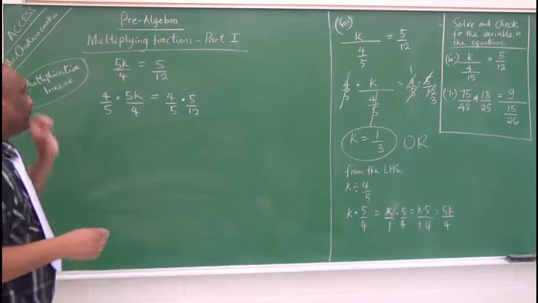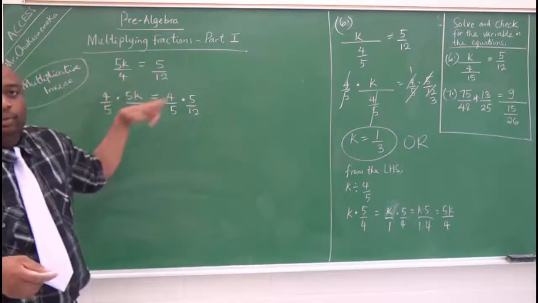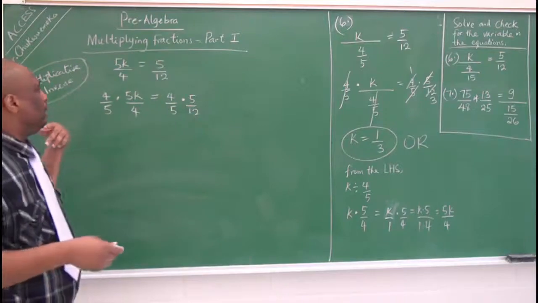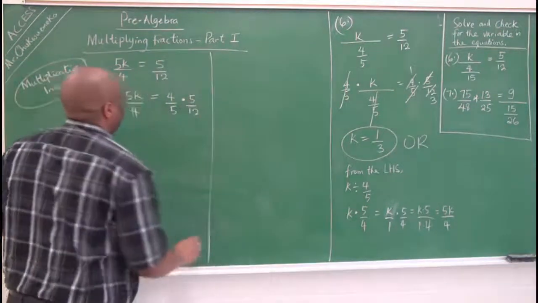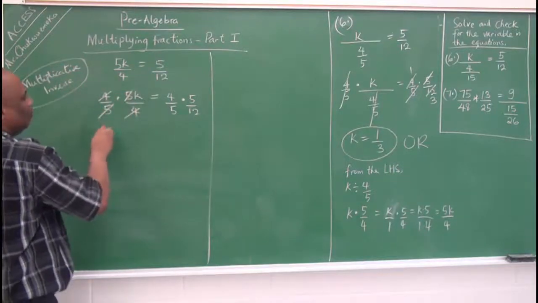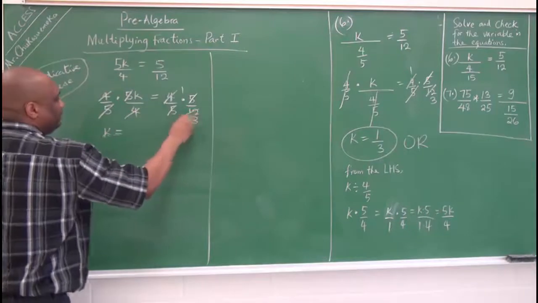So you multiply both sides by the multiplicative inverse. You can also multiply both sides by the LCD. LCD of 4 and 12 is 12. But let's finish this. This will cross out, and then k will be 1 over 3.